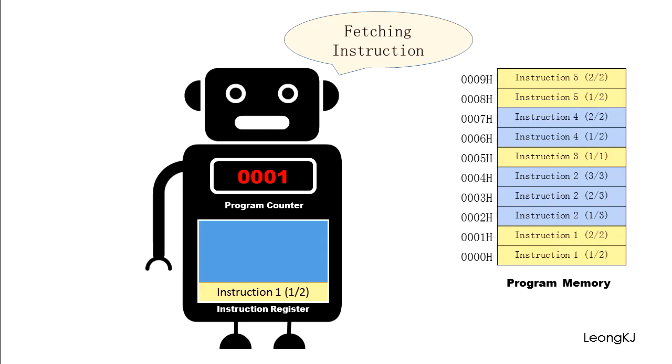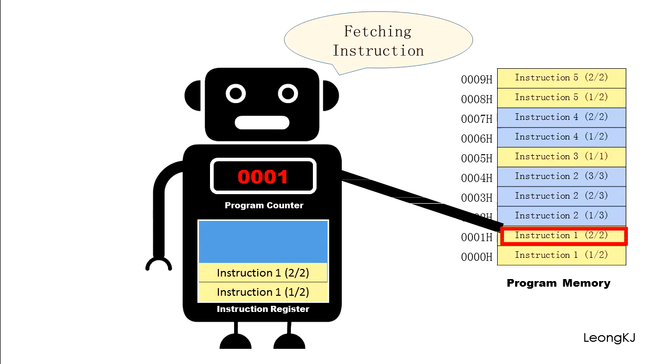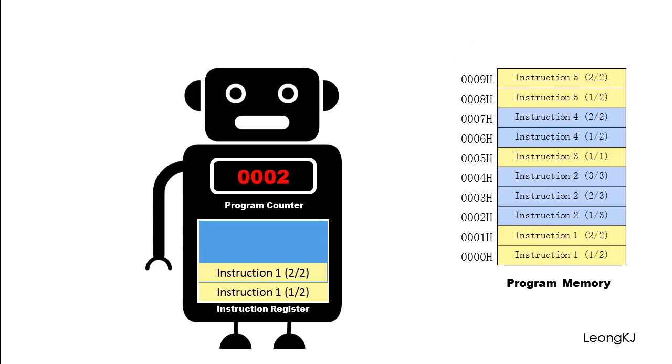Instruction is fetched from program memory location indicated by the program counter. The current counter value is 0001. The instruction from program memory location 0001 is fetched and placed in the instruction register. The program counter is incremented by 1. The CPU goes into the decoding cycle. The instruction in the instruction register is complete, and the CPU executes the instruction.